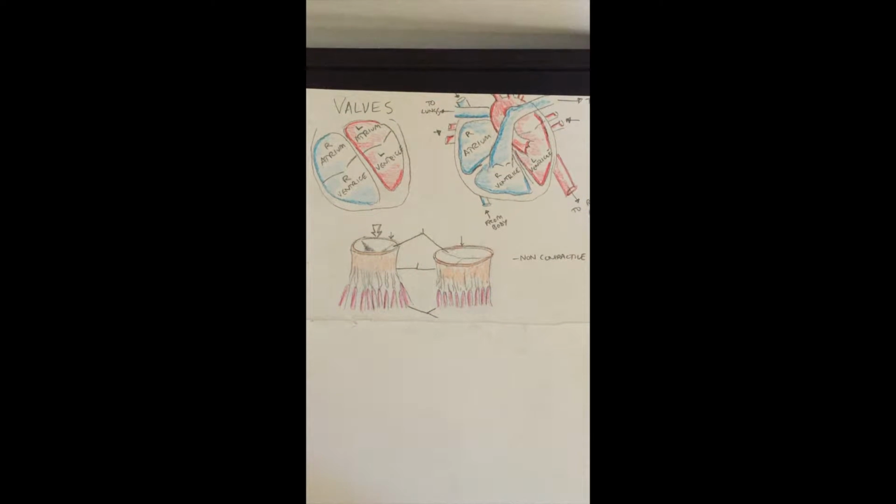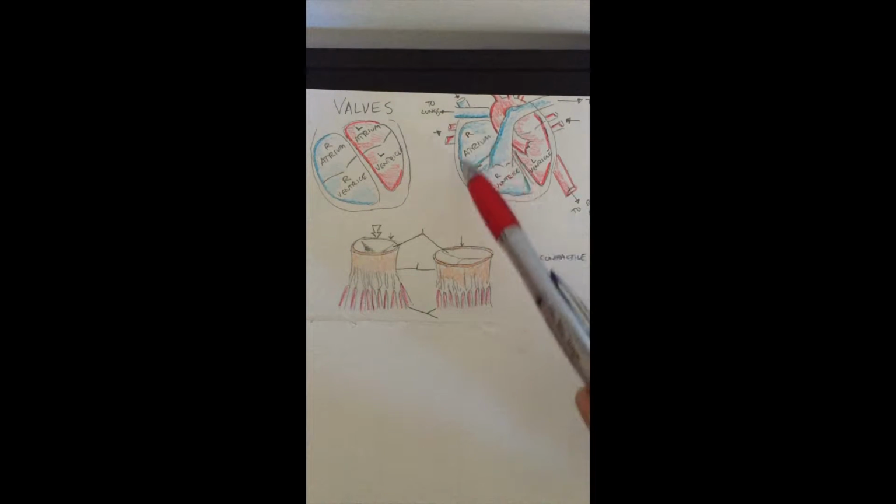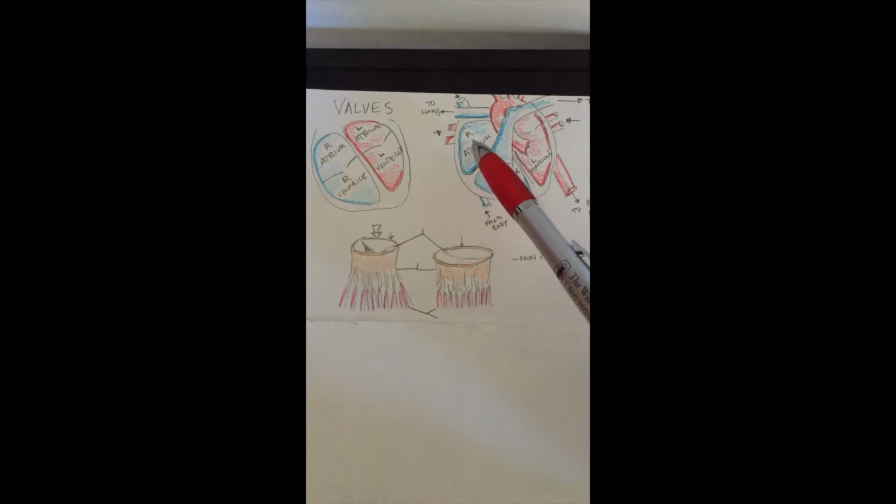Alright, so we're just going to start with some basic cardiac anatomy. We have the right atrium, right ventricle, left atrium, left ventricle. Taking a look at this diagram over here, we see the deoxygenated blood returns from the body through the inferior and superior vena cava, empties into the right atrium, then moves into the right ventricle, and then is pushed out through the pulmonary arteries to go to the lungs to pick up oxygen.